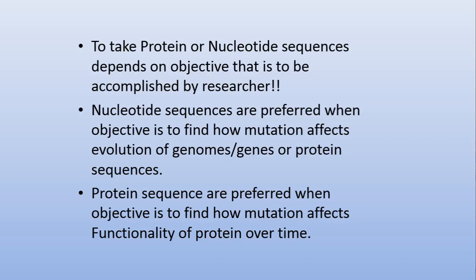Now, whether to consider protein sequence or nucleotide sequence in your evolutionary analysis is usually context dependent. It depends on the objective set by the researcher. It is advised that you use the nucleotide sequence when the objective is to find out how mutations affect the evolution of genes or genomes. On the other hand, if your objective is to find out how these mutations affect the functionality of the protein over time, then you are supposed to select the protein sequences in your evolutionary or phylogenetic analysis. So I hope I have answered the question as to when to select what kind of sequences.